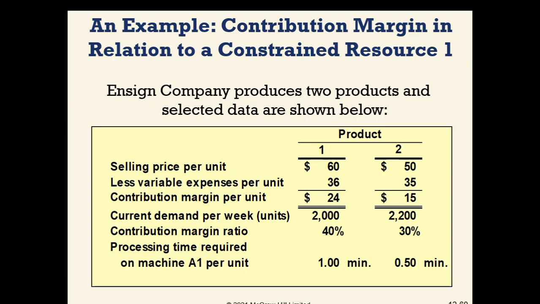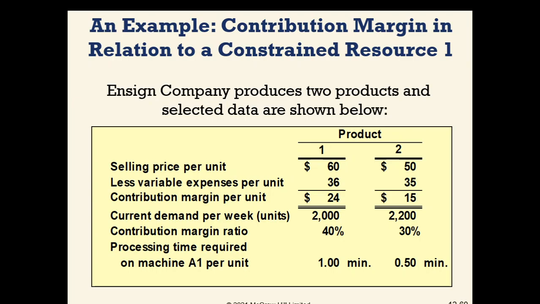So looking at an example, we have Ensign Company who produces 2 products, and the selected data are shown below. Our selling price of product 1 is $60, less our variable expenses gives us a contribution margin of $24 per unit. Product 2 has a $50 selling price. Our variable expenses are $35, giving us a contribution margin per unit of $15. Product 1 demands 2,000 units per week, and product 2 demands 2,200 units per week. Our contribution margin ratio is 40% for product 1, 30% for product 2.